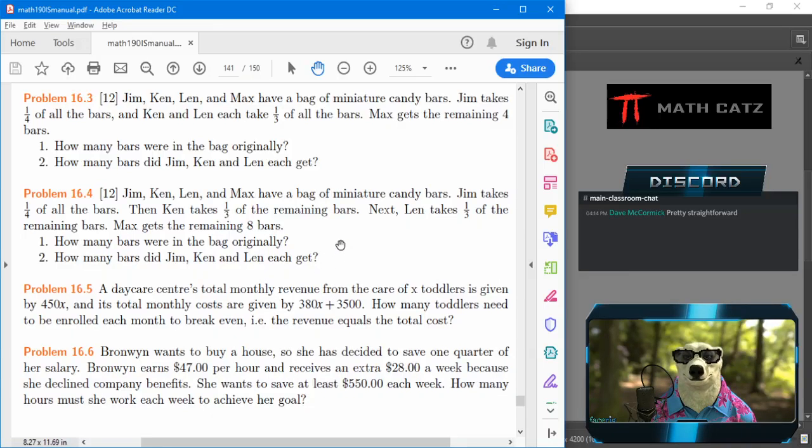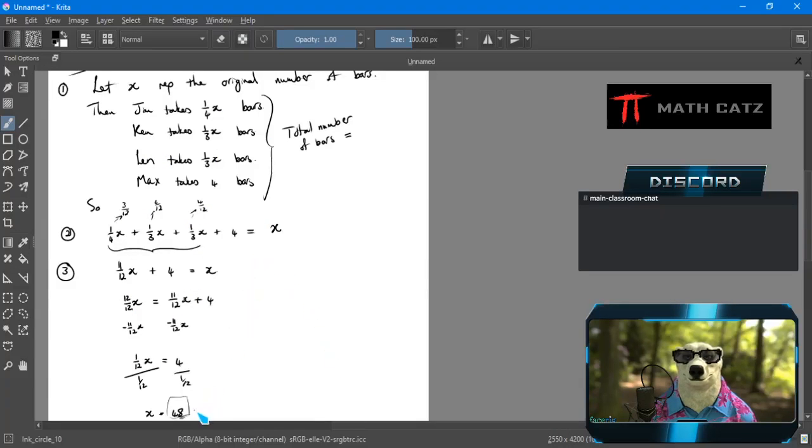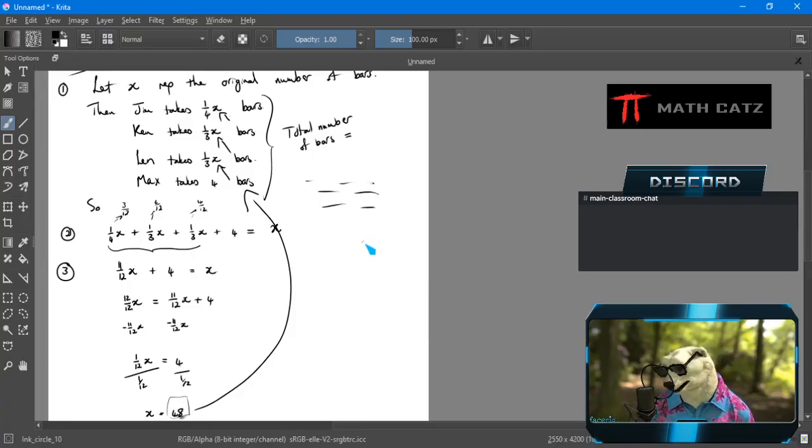Now, there's a number 2. How many bars did Jim, Ken, and Len each get? Well, now that's straightforward. You can then take this back in here, here, and here, and then say Jim takes this many, Ken takes this many, and so on. Let me know if I need to do it, but I don't think I need to. Totally fine if you want me to, though. I just plug in the value for x and calculate the representations for the individual amount of candy bars.